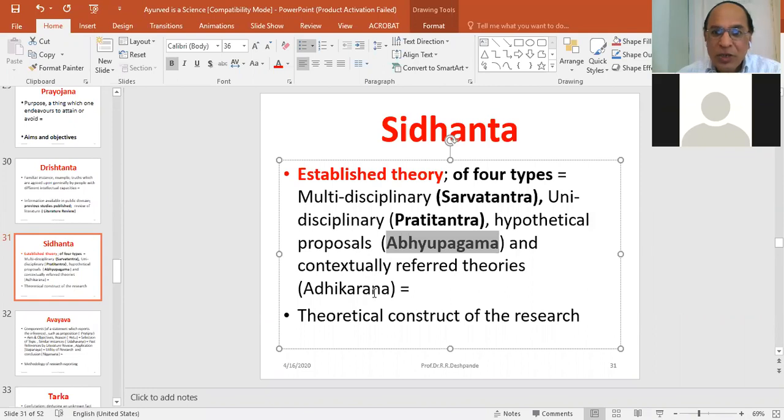Then contextually referred theories, that is Adhikarana. Contextually, we have to give the reference from Charaka Samhita, we have to give the reference from Sushruta Samhita, and then we say that particular theory has been established. Kalartha karmanam yogo hina mithyati matrika samyak yogascha vidneyo rogarogyasya karana. Reference from Bhagvat. He has mentioned 3 important causes for any disease, that is our Siddhanta. Okay, so this is hypothesis, theoretical construction of the research.